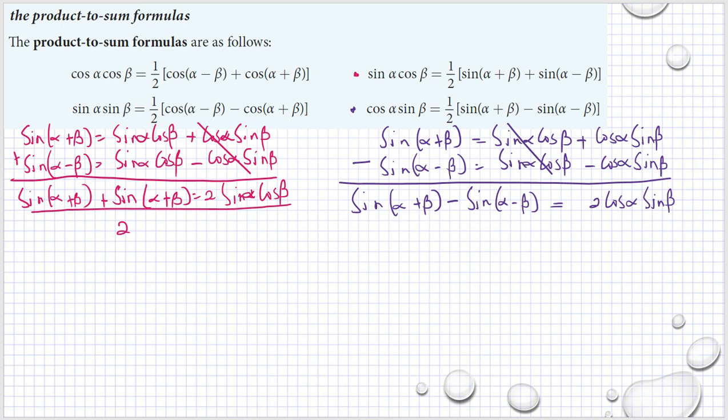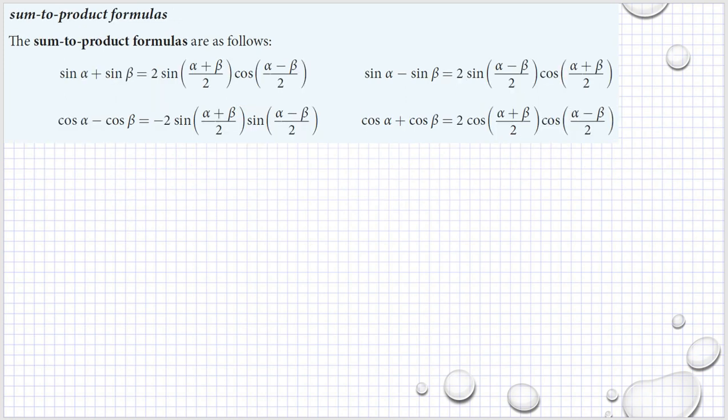Remember that, so that if you don't have your formula, just remember your sum and difference formula. How about for the sum to product formulas? That is what I'm going to derive in my next video.